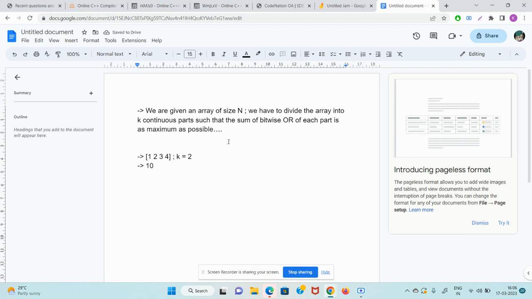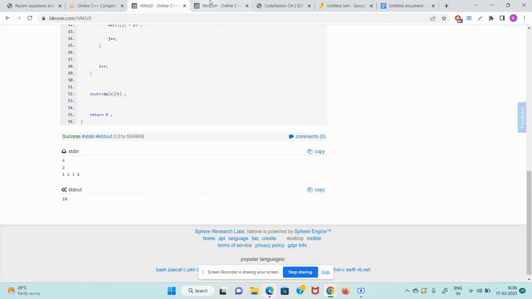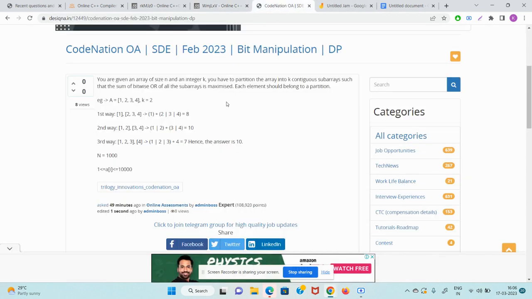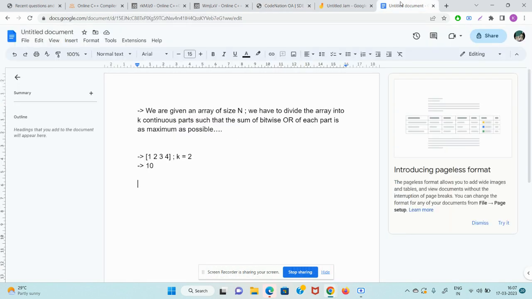So let's think how we can solve this problem. Let's see the constraints. The maximum value of n can be 1000, so n will always be less than or equal to 1000, the size of the array. Each element a of i of the array will always be less than or equal to 10 raised to 5, and greater than or equal to 1.